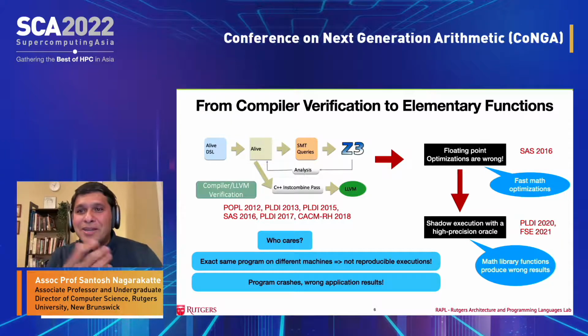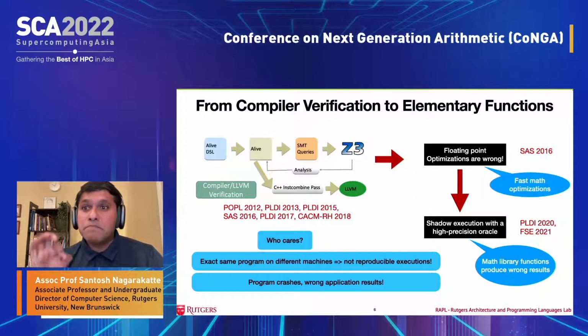So this is where my foray into elementary functions started. I wanted to understand how people are designing elementary functions, and why they are not producing correctly rounded results. I want to emphasize here, the IEEE 754 standard mandates correct rounding for primitive operations: addition, subtraction, multiplication, and division. It does not mandate, it only recommends, correct rounding for elementary functions. As a result, no one implements correctly rounded elementary functions.